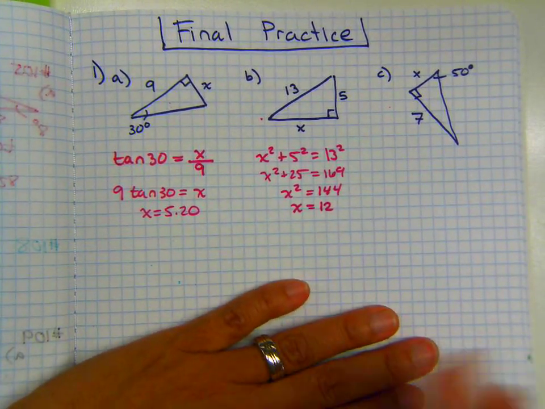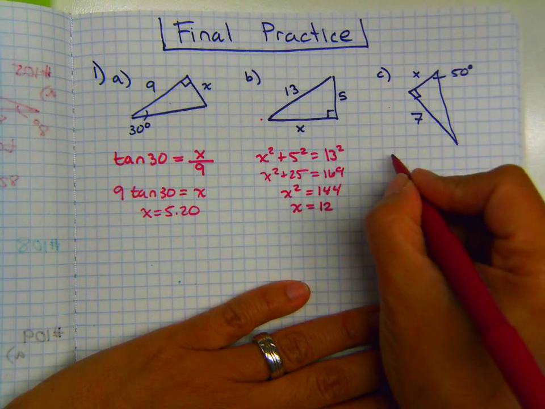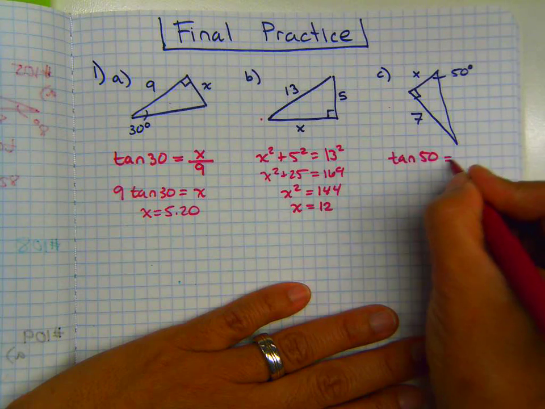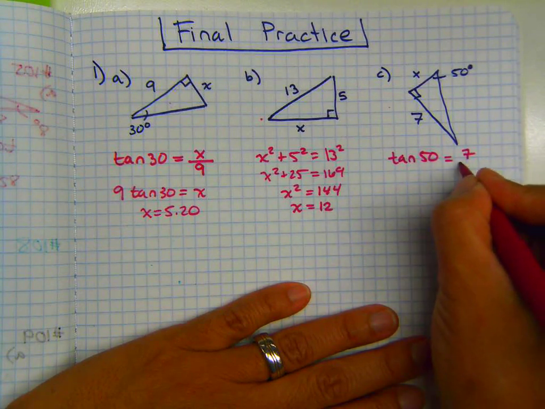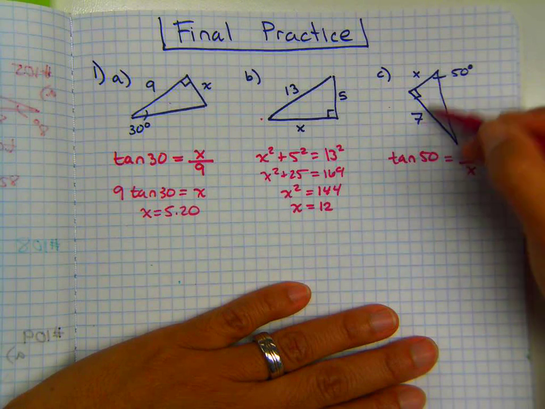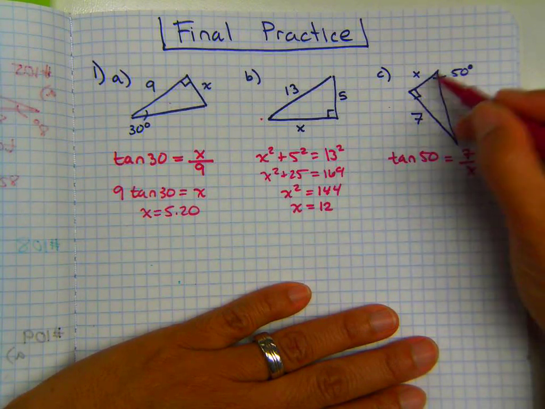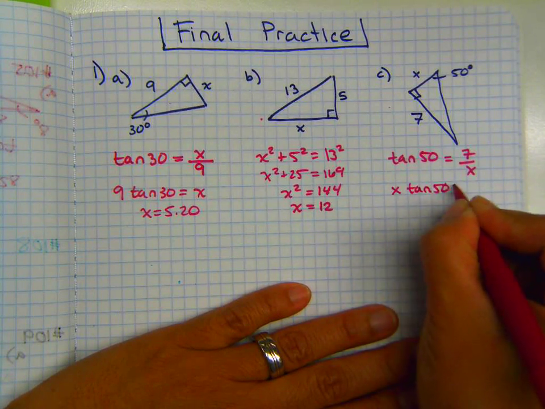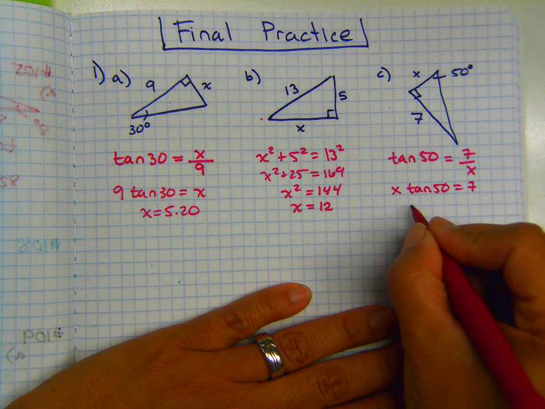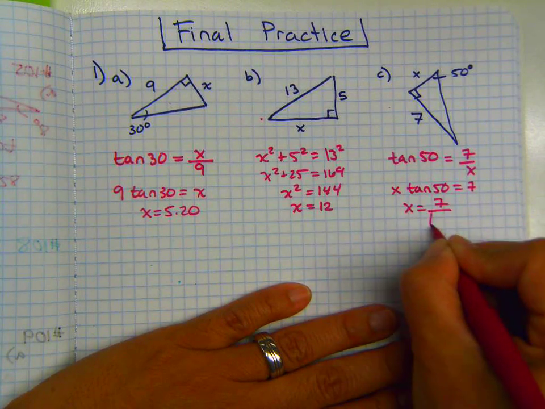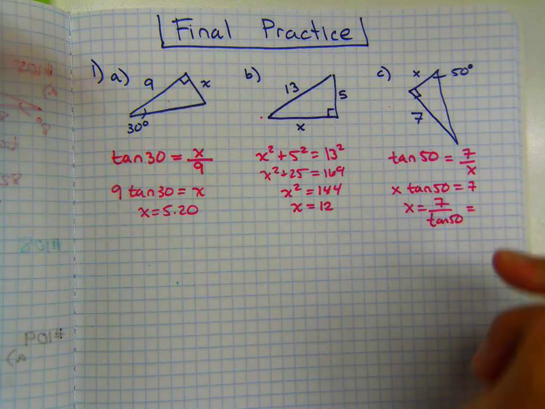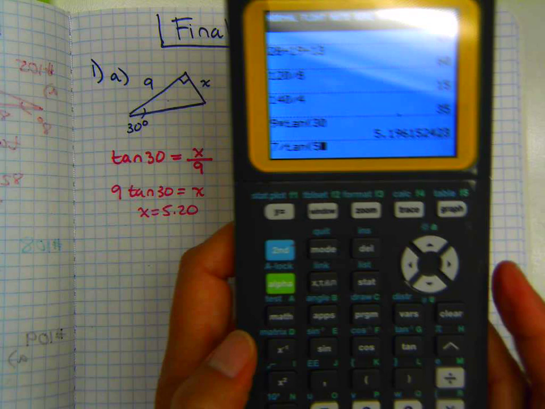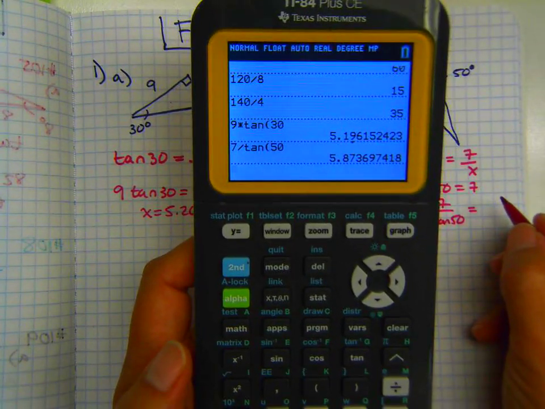All right, next problem. Again, we're going to set up a tangent. So tangent of 50, opposite over adjacent, which is 7 over x. Now notice, opposite of the 50 is the 7. X is adjacent to the 50. We're going to multiply both sides by x. We're going to divide both sides by tangent of 50. And that's going to be 7 divided by the tangent of 50, which gives us 5.87.